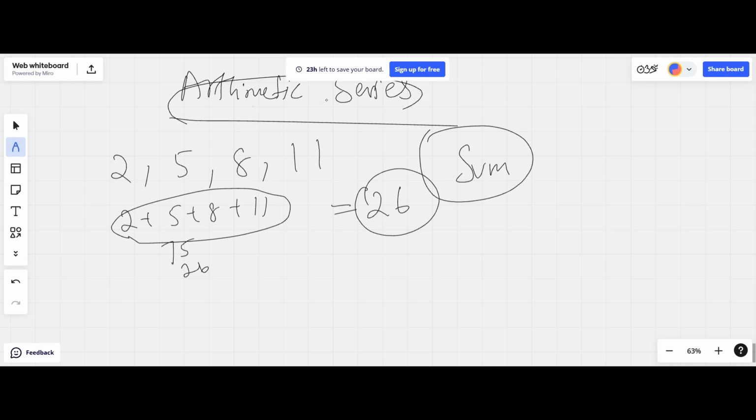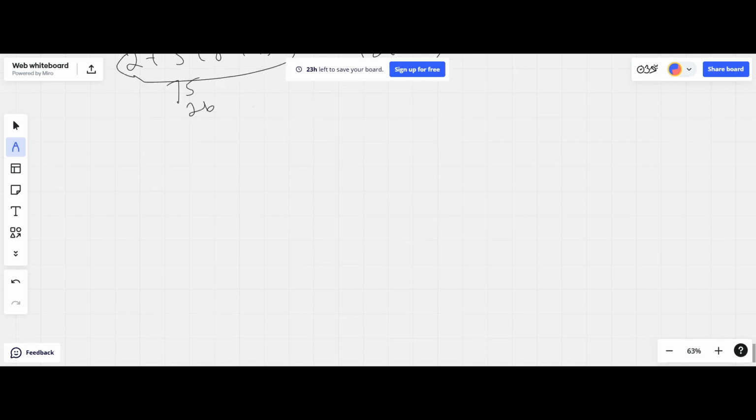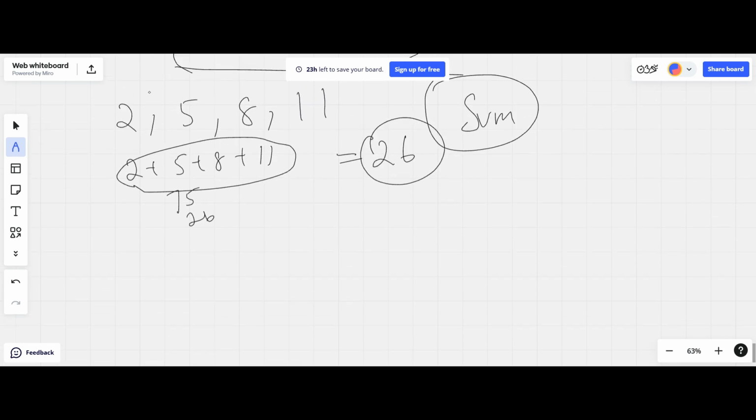Nothing hard or difficult. You just have to add the terms in that sequence. So the arithmetic series is the sum of the terms of an arithmetic sequence. Like here there are 2, 5, 8, 11. If they ask you the sum, simply 2 plus 5 plus 8 plus 11 is 26. Simple, right?